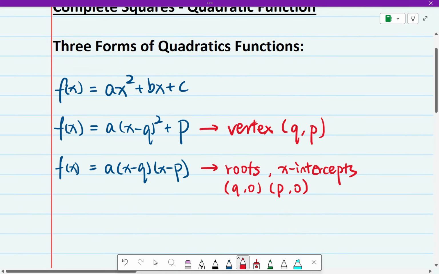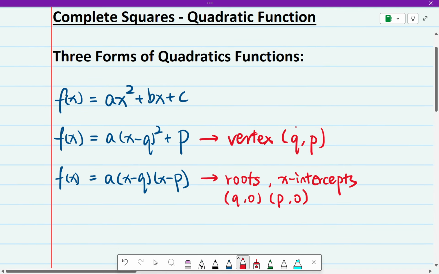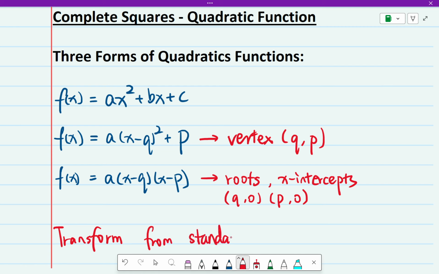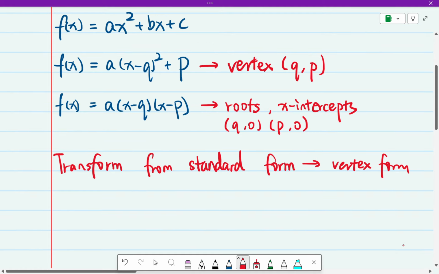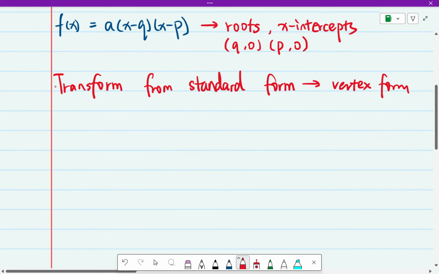So completing squares is a technique that can help us transform a quadratic function from standard form to vertex form. Therefore, we can easily identify the vertex right away. It's simply transforming from this form to this form. So how can we do that?